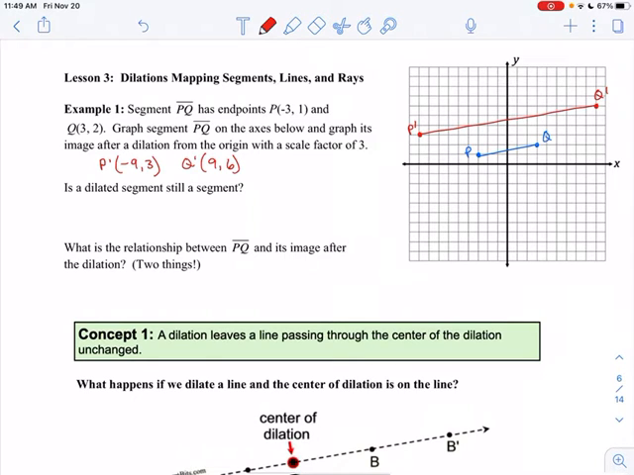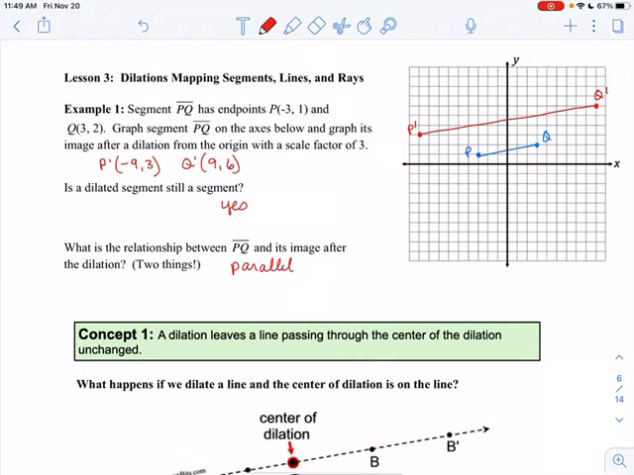Okay. Is the dilated segment still a segment? So the original segment was PQ in blue, and the new segment is P prime Q prime in red. Is it still a segment? Absolutely. And what is the relationship between them? Well, if we actually used our slope formula, we would find that they are parallel to each other. Okay, they look parallel.